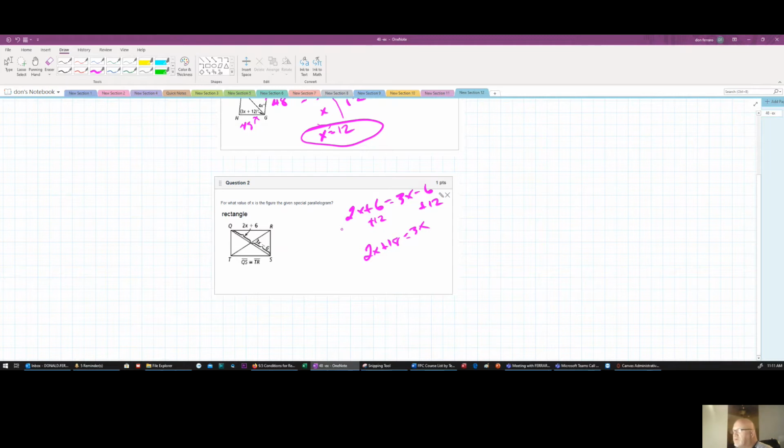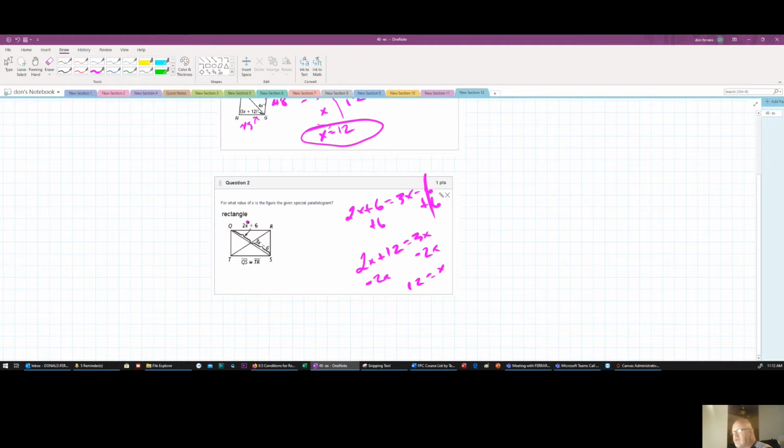Why did I do that as plus 12? That's not plus 12, it's plus 6. Sorry about that. Let's go back a little bit. So I'm adding 6 to both sides, plus 6 and plus 6. And so we got 2x plus 12 equals 3x. Now we're going to subtract 2x from this side and subtract 2x from this side. So we got 12 is equal to x.